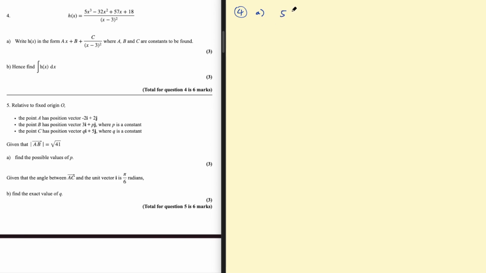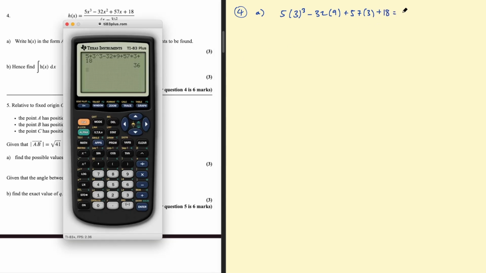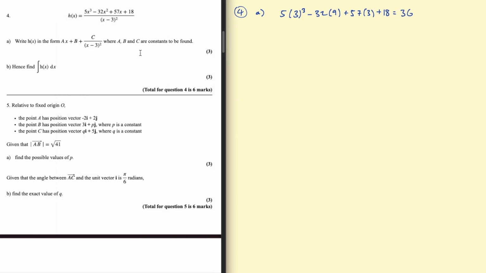So plugging in 3 into this polynomial, we'll have 5 times 3 cubed, take 32 times 9 plus 57 times 3 plus 18. And if we calculate that, I get 36. So the remainder here is 36. In other words, that's the c in this expression. Okay, so we can say h of x is equal to ax plus b plus 36 on x take 3 all squared. And for this expression, we can recognize if we subtract 36 from this polynomial, then x take 3 will be a factor.